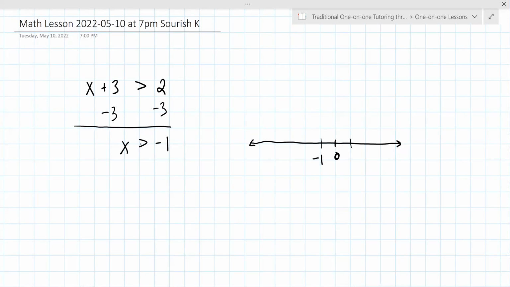Now this greater than, you put an open circle. And this greater than means that you're going to shade to the right. It's all the numbers bigger than negative 1, so all the numbers to the right of negative 1.